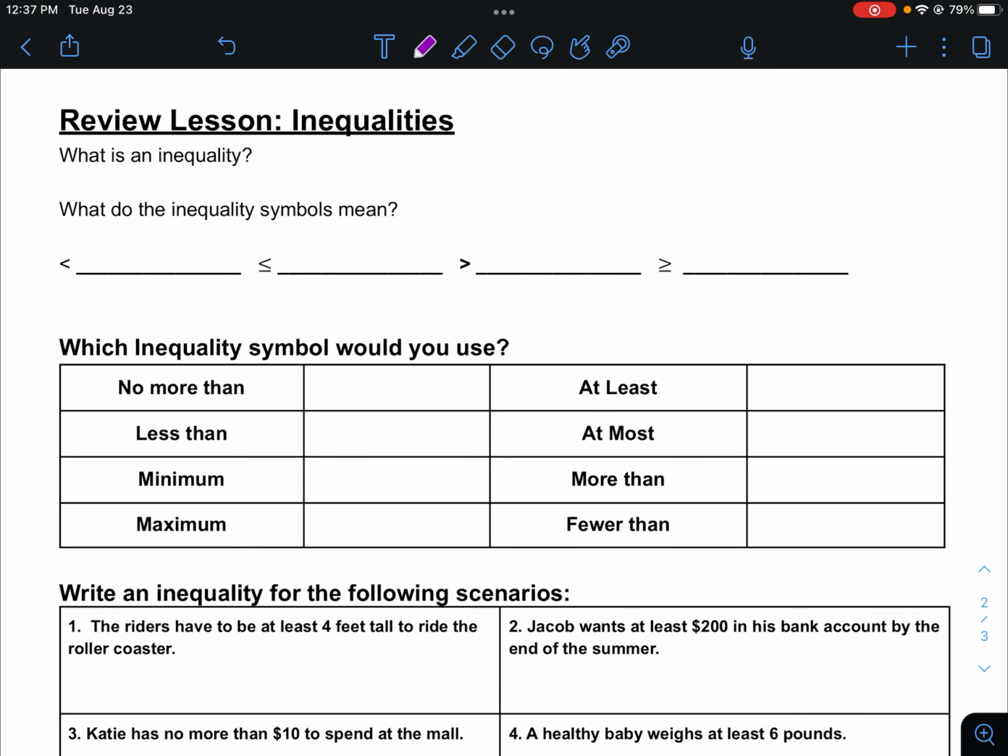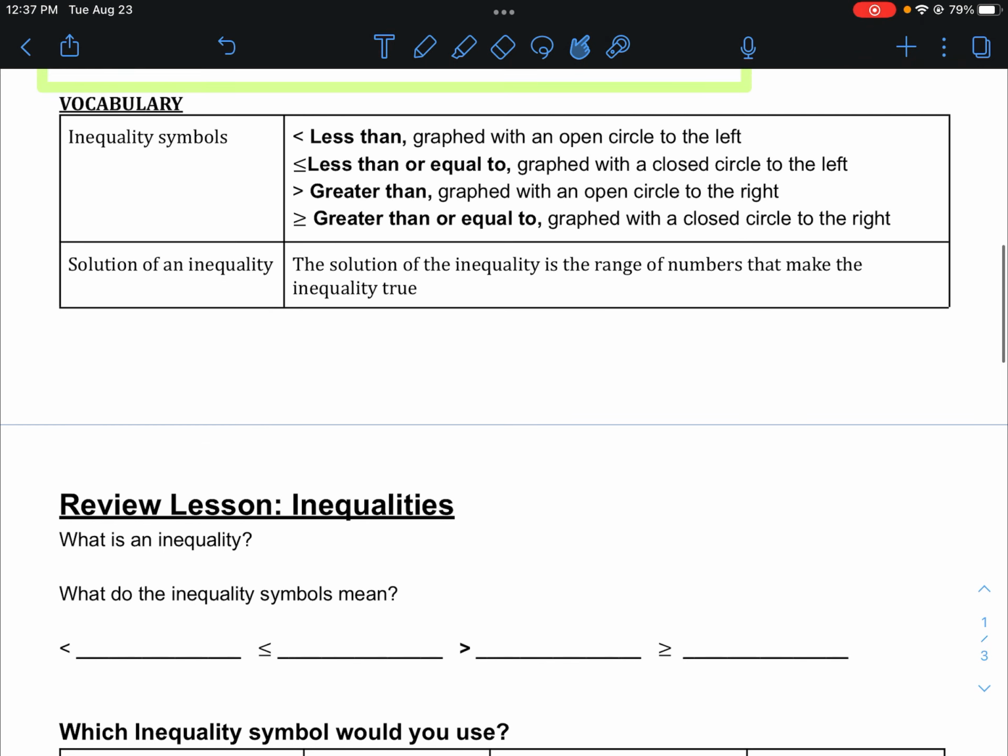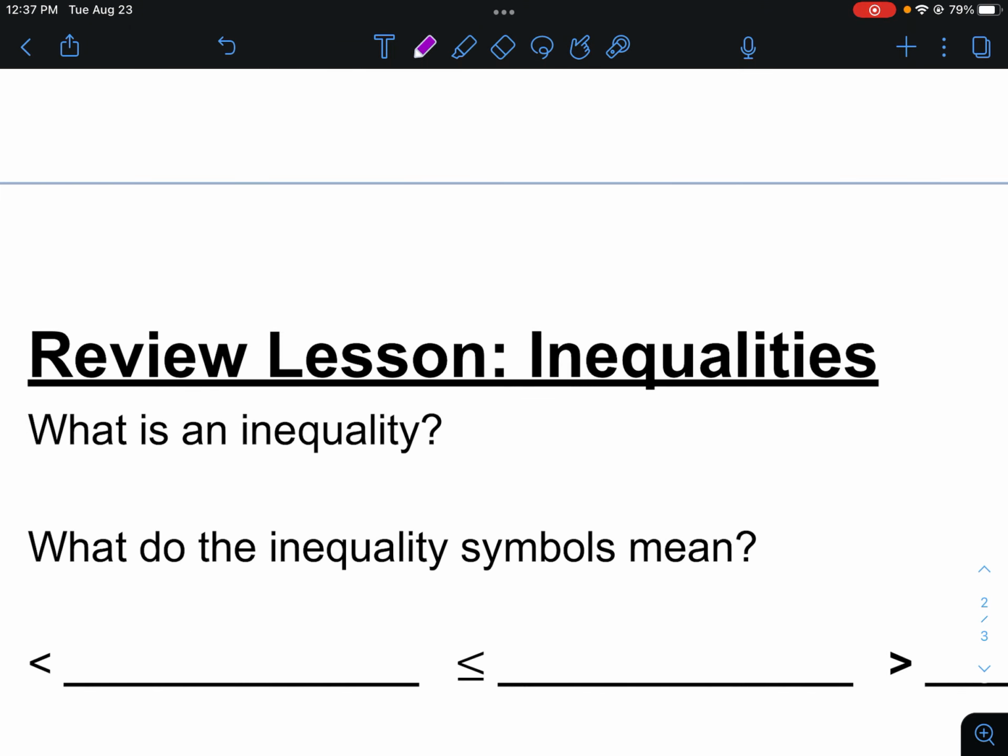So what is an inequality? Well, an inequality is defined as, kind of up here we have some inequality symbols and solutions to inequalities. So it is a range of numbers that make a statement true.